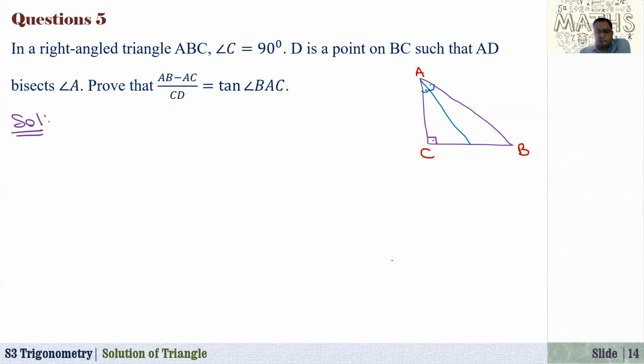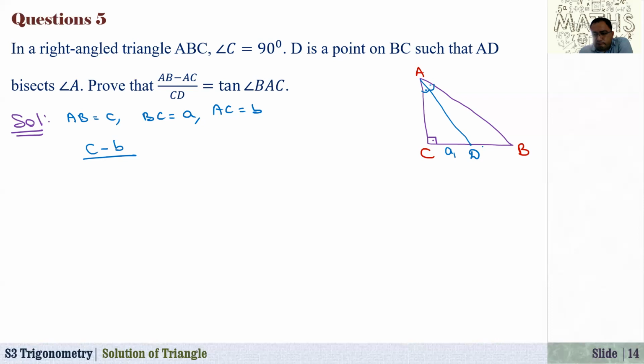Prove that AB, let me just label this. AB is equal to c, BC is equal to a, and AC is equal to b. And also BAC is just angle A, right? So what we have to prove is AB, that's equal to c, minus AC, that's equal to b, over CD. CD, let's say this point is D, right? So CD, let's say this a1, and the remaining part will be a minus a1, right?